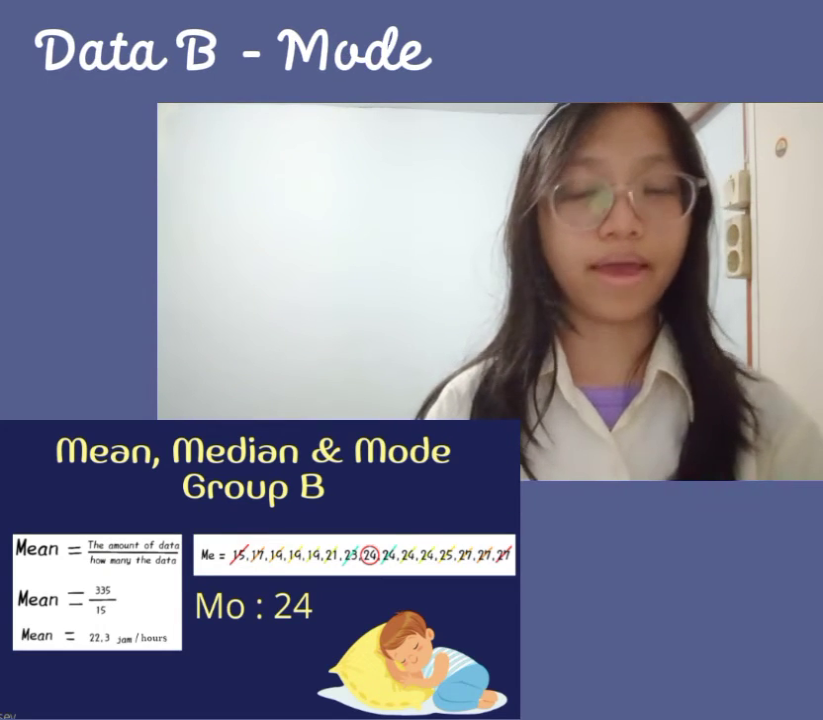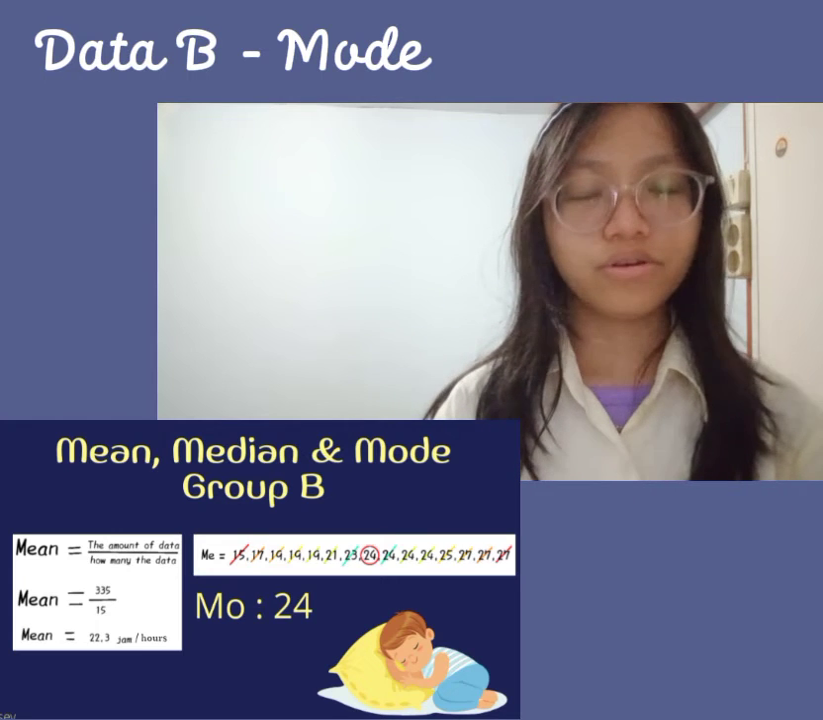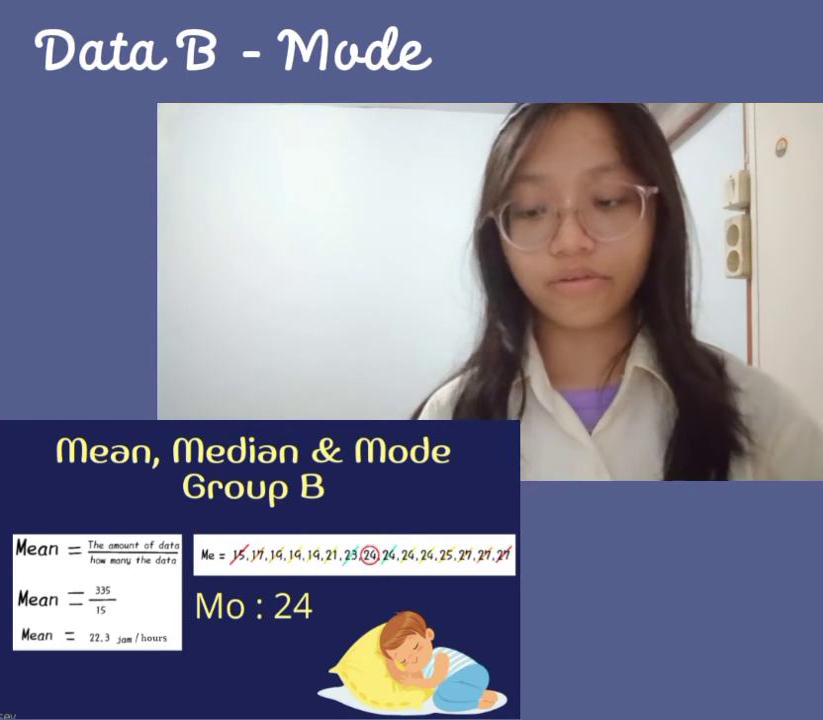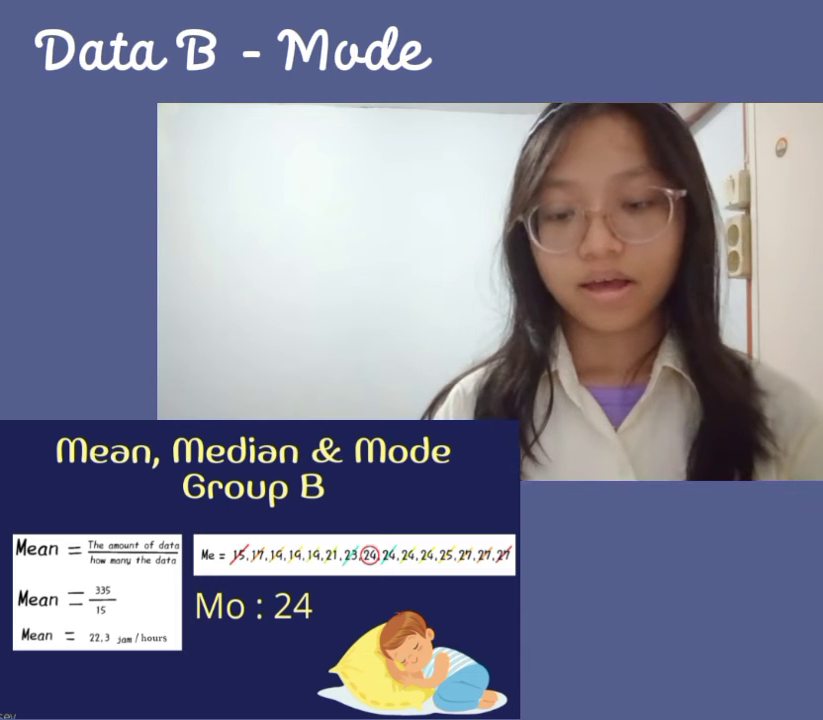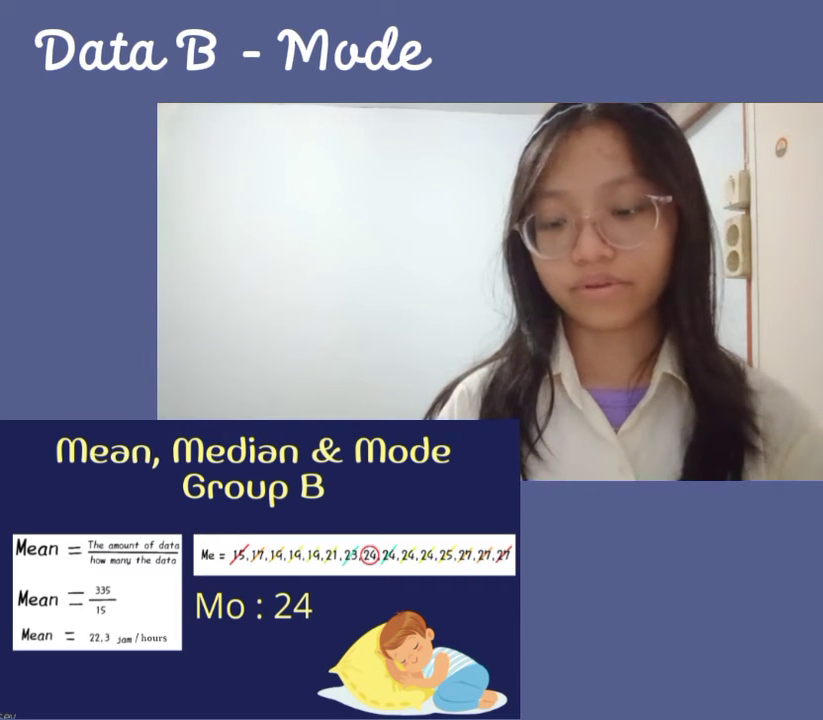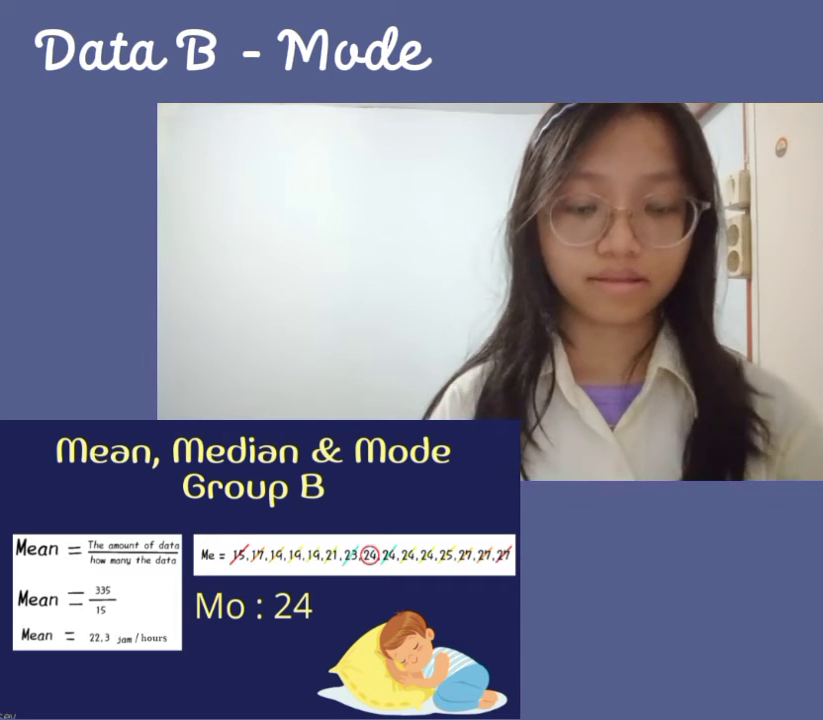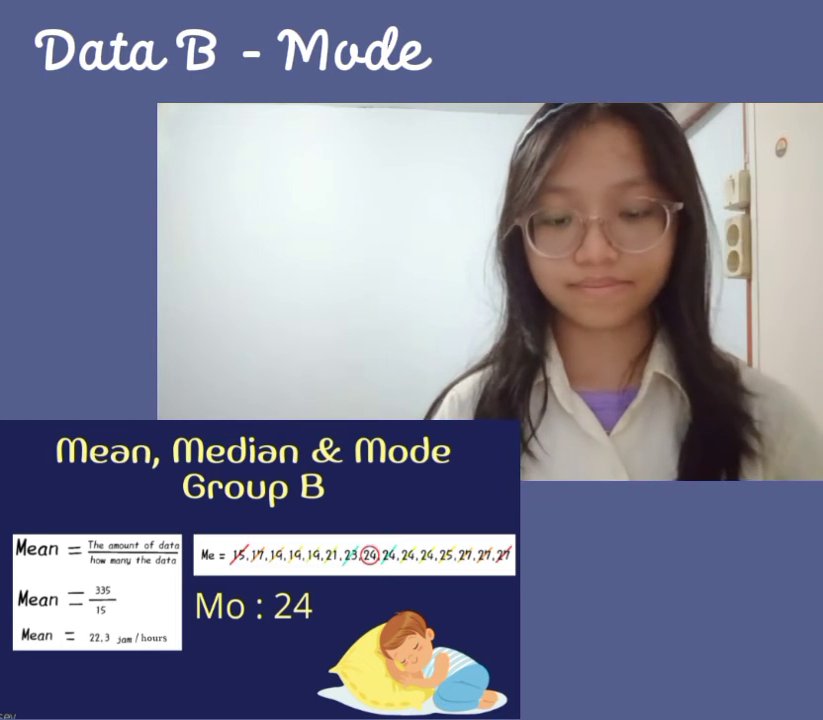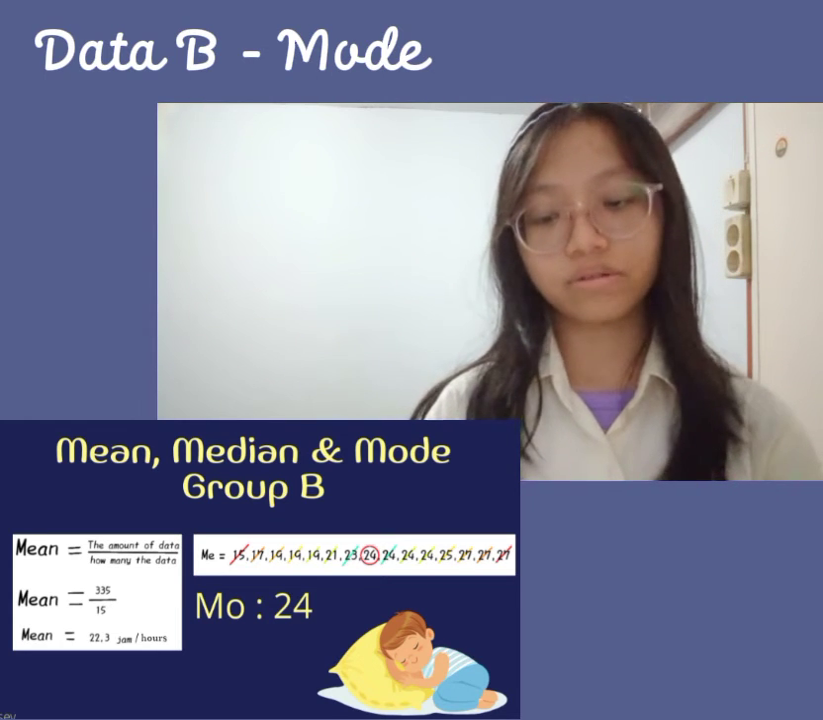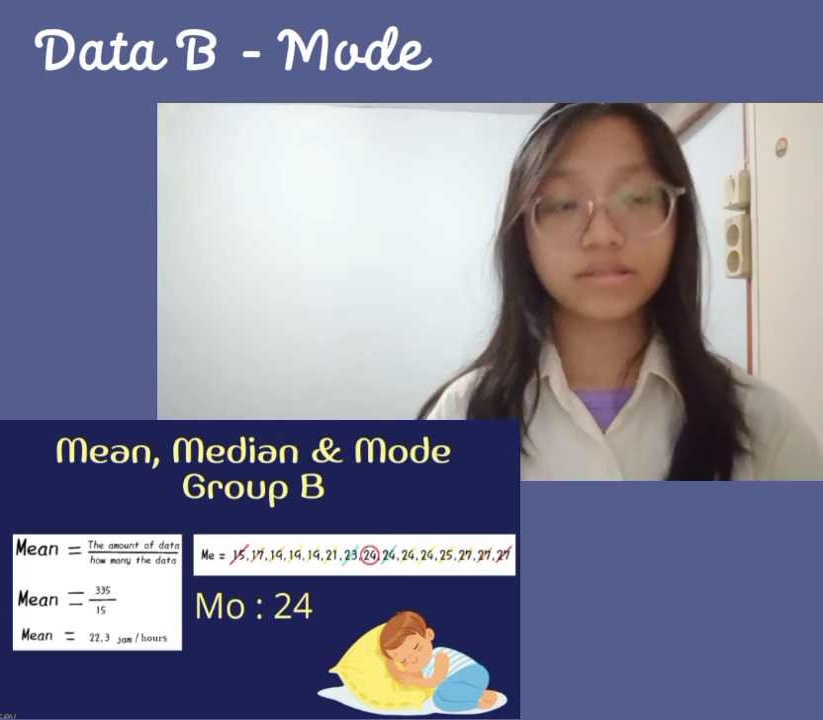Mode of data B. Do you know how to find the mode? I will tell you how to find it. First, you have to count how many of the same values are in the data, and then we can see that 24 appears 4 times. So we have found the mode. The mode is 24.